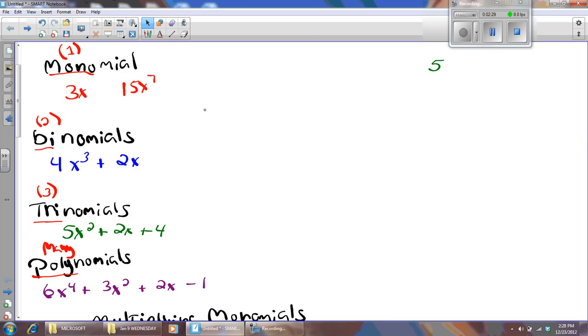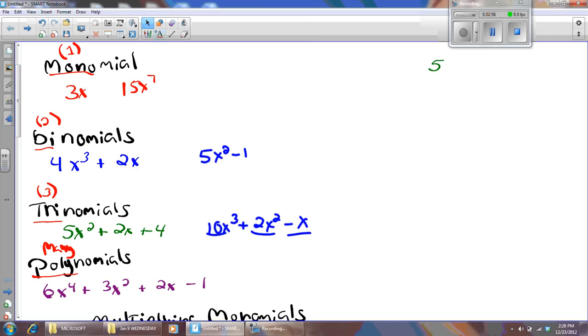Another example of a binomial could be 5x squared minus 1. It's got 2 terms, a monomial and a constant. Another trinomial could be like 10x cubed plus 2x squared minus x. 3 terms. 1, 2, 3. 3 monomials put together. All right, that should be pretty basic, but you have to become familiar with the terms.